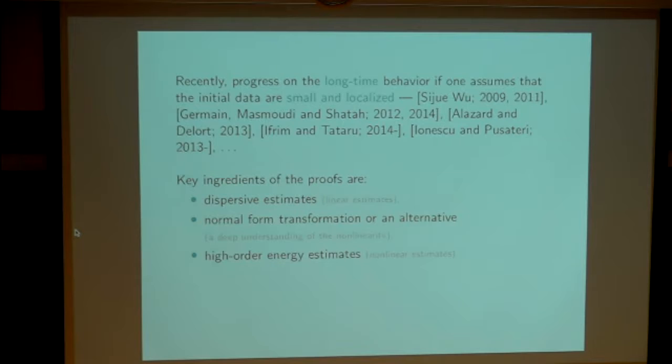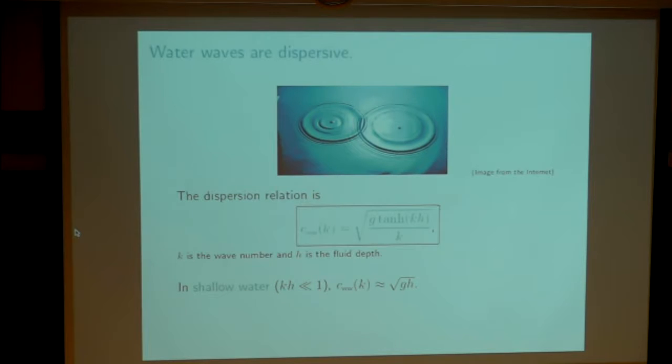Now, these are all very hard proofs, but there is some common theme running through these works. The key ingredients of the proofs are dispersive estimates for the linear part of the problem and a very detailed analysis of the nonlinearity of the problem, and that is typically performed by normal form transformation. And then the nonlinear estimate for the full problem. And I will say a few words about dispersive effects.